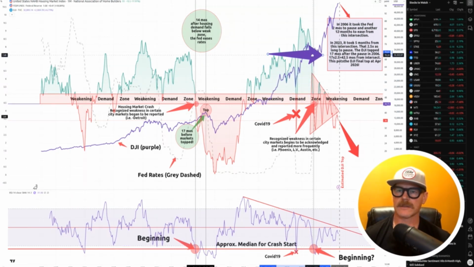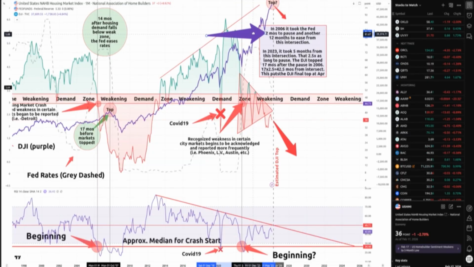And let's just go ahead and read the box here. All right, in 2006, it took the Fed 2 months to pause and another 12 months to ease from this intersection. What intersection? The intersection here when we fell below the weakening demand zone. All right. But in 2023, it took 5 months. And you can see right here, we fell below the weakening demand zone. We entered that. It was a full 5 months before the Fed started pausing from that intersection. That is 2.5 times as long to pause.